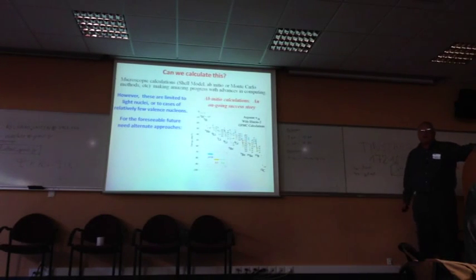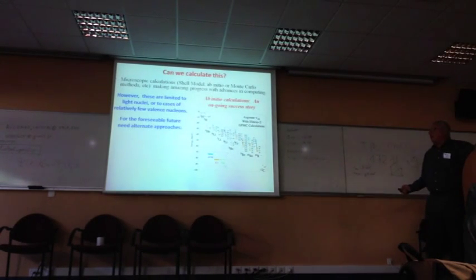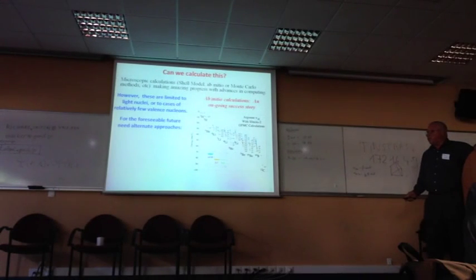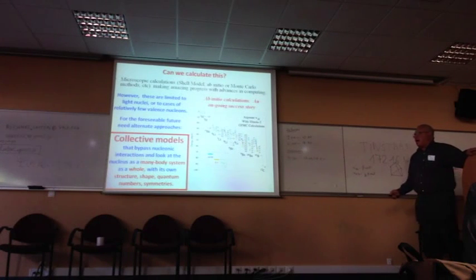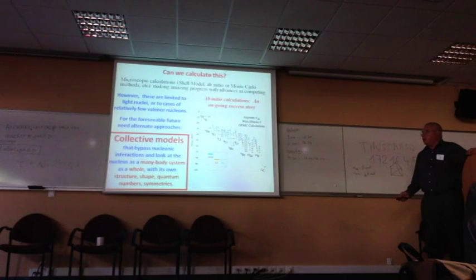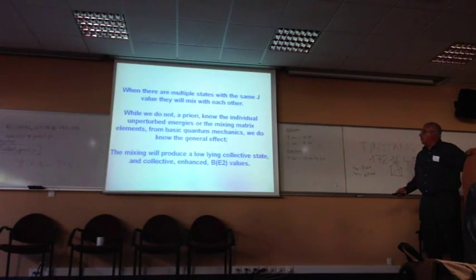If you want to study zirconium or cadmium or uranium or whatever, you have to do something else, at least for the moment. And so that's where collective models come in. They bypass this idea of all the nucleonic interactions. This is the macroscopic approach I talked about in my very first slide. They look at the many-body system as a whole with a shape, a structure, quantum numbers, symmetry, selection rules, and so on. And that's what we're going to discuss the rest of today.